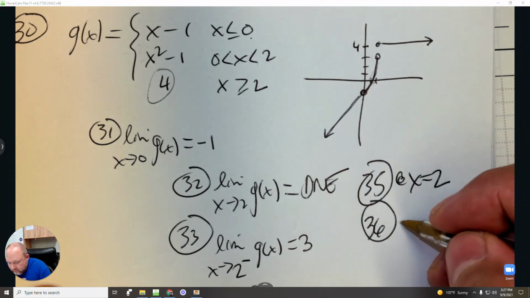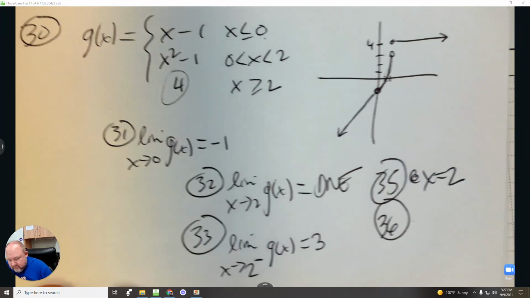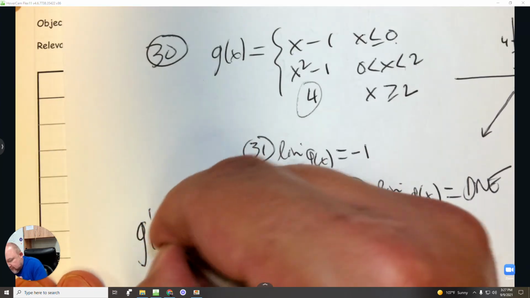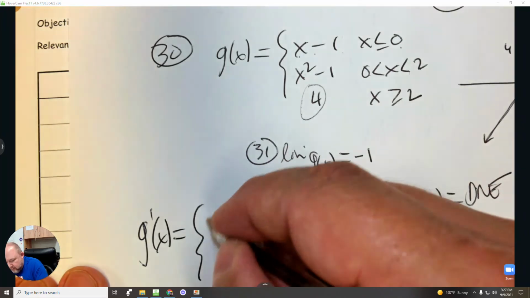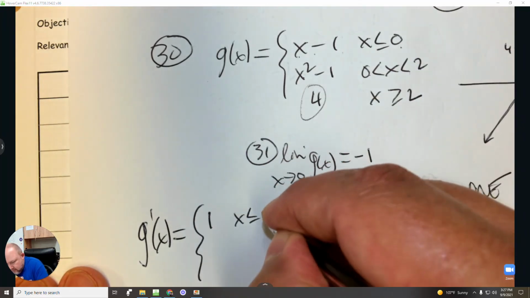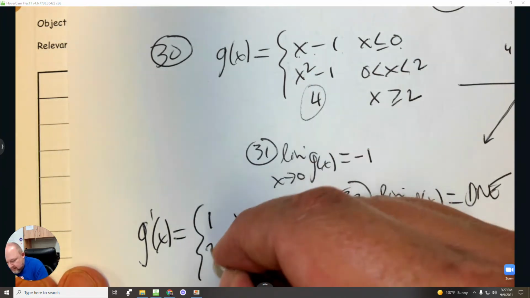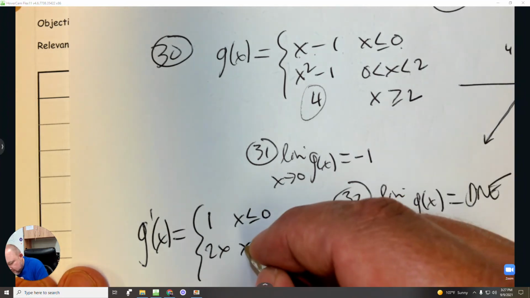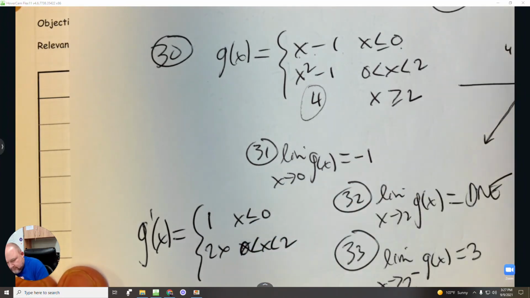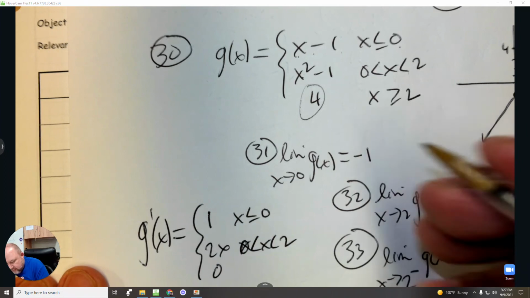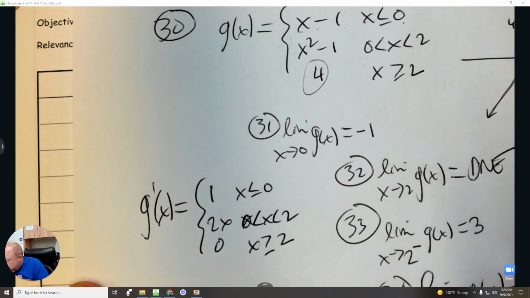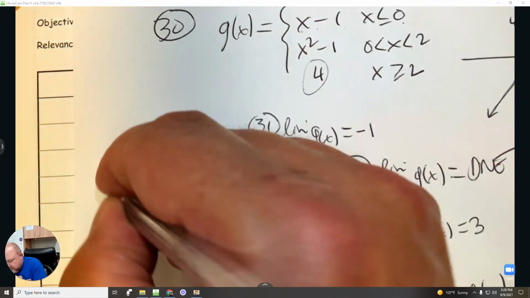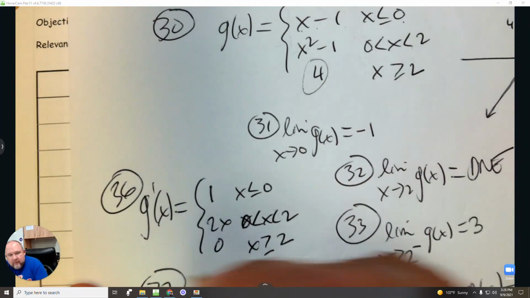It says find the derivative of g of x. Let's do that here. So you just got to take the derivative of each piece. So x minus 1, the derivative. This would be 2x. And the derivative of 4 is 0. So there's the derivative. 36. And then 37.